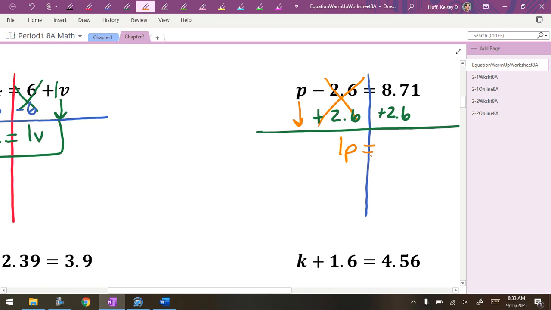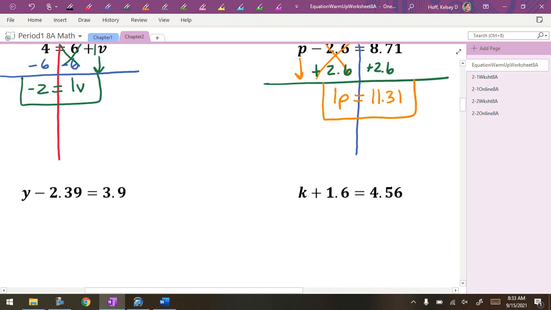Everybody grab your calculator on your own. Don't shout the answer. Take 8.71 plus 2.6. Brody, what'd you get? He got 11.31. Anybody else get 11.31? Nicely done. 1p is by itself with an equal sign, 11.31.